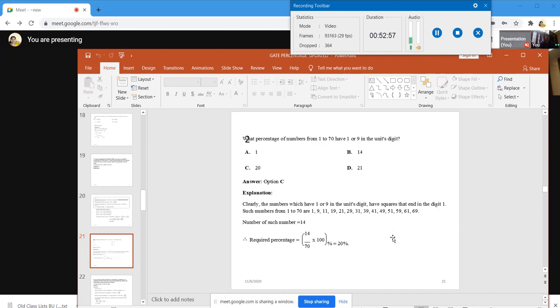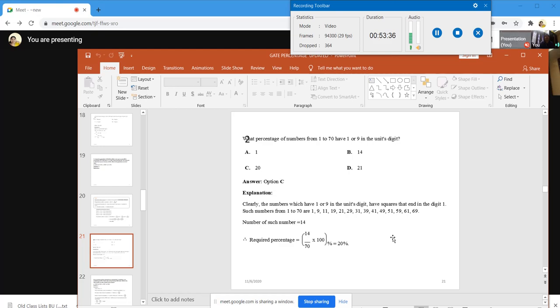What percent of numbers from 1 to 70 have 1 or 9 in the unit digit? For this, first you have to find out how many numbers between 1 and 70 end with 1 or 9. When you take a series, say 20 to 30, 21 will be there and 29 will be there. These end with 1 and 9. Likewise, in every 10 you get 2 such numbers. So you can calculate that totally 14 such numbers are there between 1 and 70 with 1 or 9 in the ones digit.